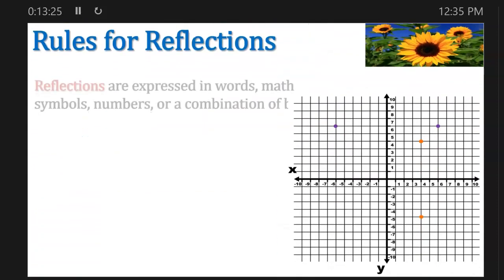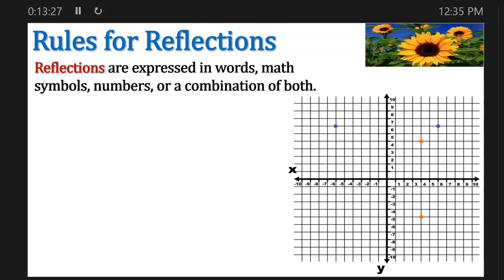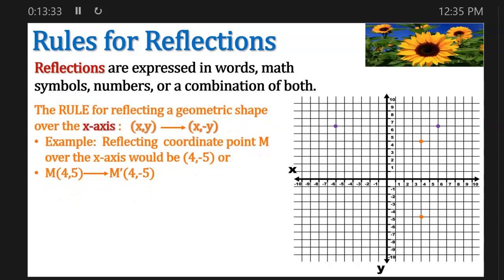All right, so rules for reflections. Reflections are expressed in words, math symbols, numbers, or a combination of both. So let's look at the first one here. The rule for reflecting a geometric shape over the x-axis. For every x, y value, the x stays the same, but the y changes to its opposite sign. That's what this negative y means. That means whatever the y is, you're going to change it to its opposite.